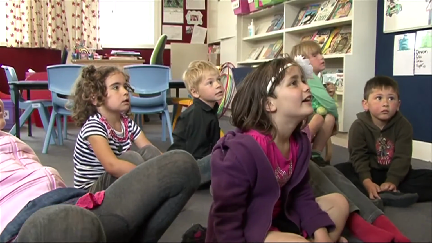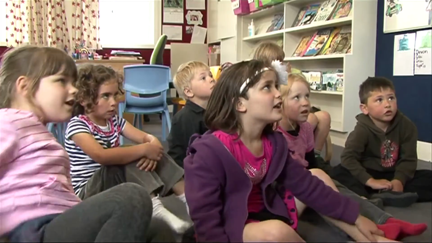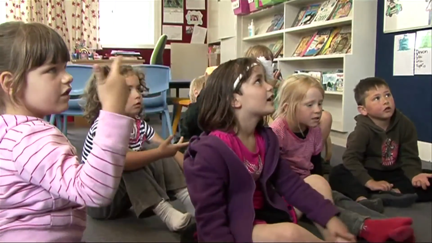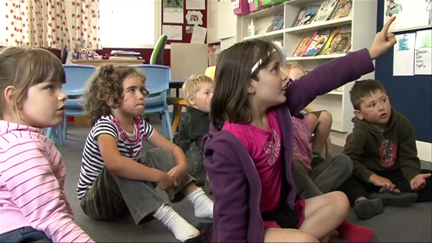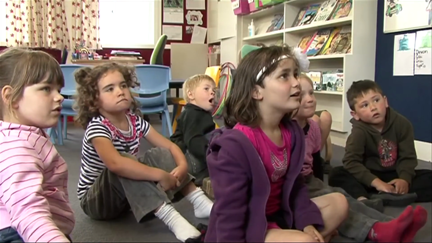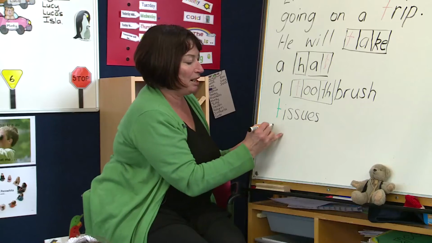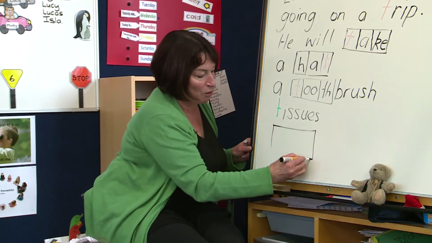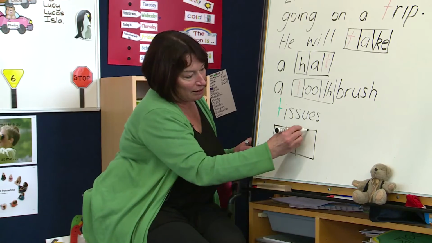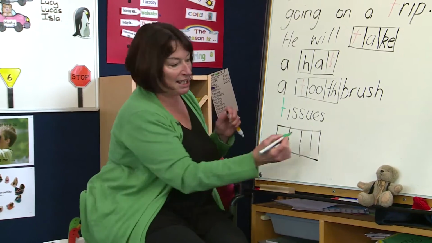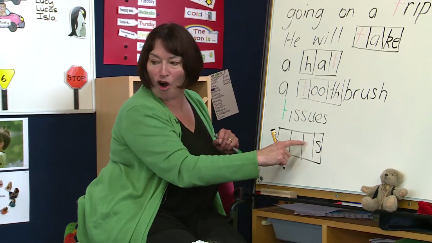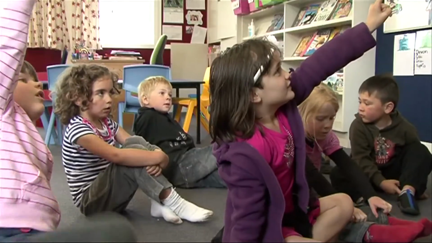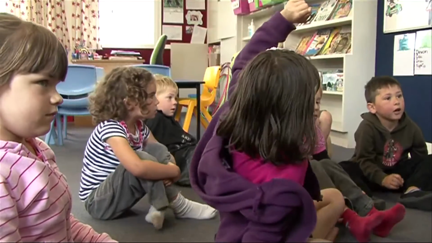Right, let's say the sounds in togs. T. Og. Yes. Oh, there is an S at the end. All right, let's just put that in. I'm going to write the boxes because I want you to learn about using the boxes. So you heard an S at the end. Og. So what's our first letter? Colin, what's our first letter?